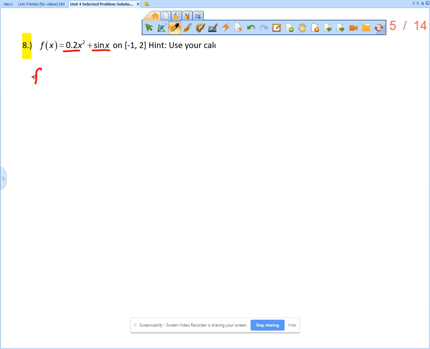Now we want to think about the derivative. So f prime of x. The derivative of 0.2 x squared is 2 times 0.2, which is 0.4 x, plus the derivative of sine, which is cosine of x. Of course, 0.4 x is continuous everywhere, and cosine is continuous everywhere. And so what does that mean? That means that f is differentiable upon the open interval -1 to 2. So the mean value theorem does apply, because this function is continuous and differentiable.